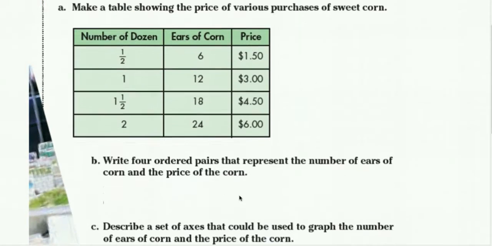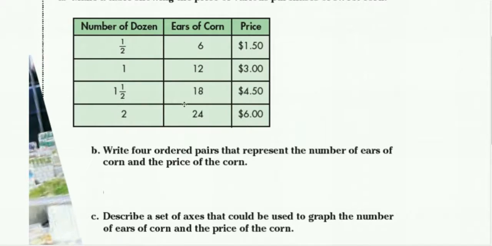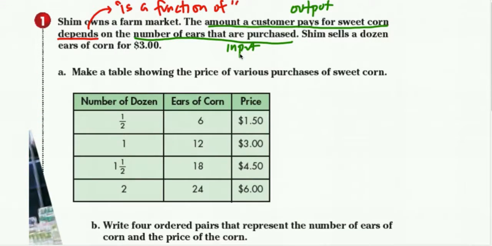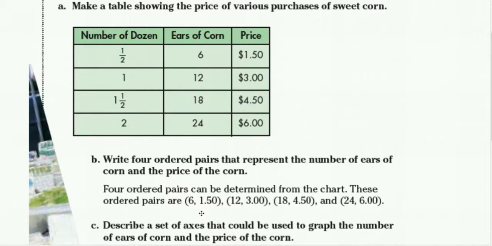Write 4 ordered pairs that represent the number of ears of corn and the price of the corn. So ears of corn, price of the corn. In this case, the price will be dependent on the ears of corn. So the price will be your x coordinate, ears of corn will be your y coordinate. So it can be 6 ears of corn for $1.50.